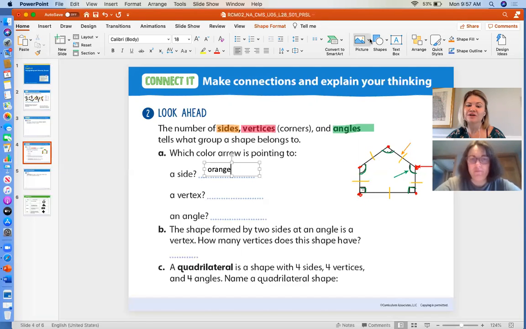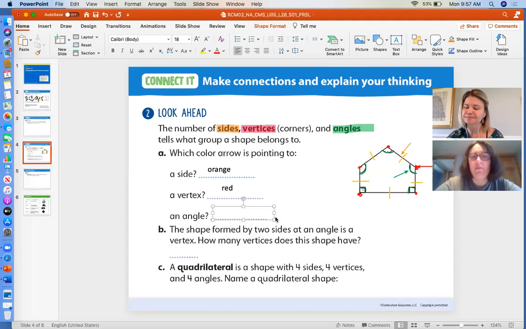All right, a vertex is a point. So a vertex is where 2 of the sides come together and meet, and that's where we would put a point. So if we looked at this shape, which color is showing where each of the points are? Red. Red, good. Okay.